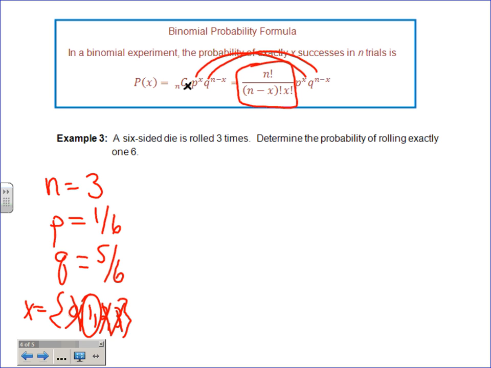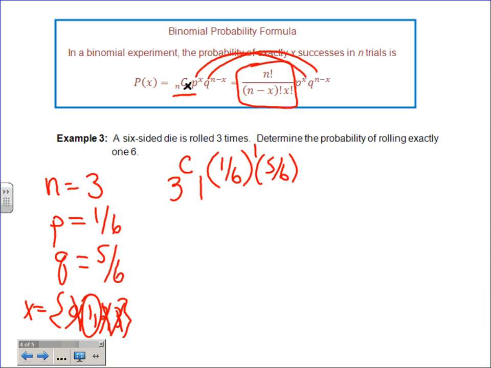So, 3 choose, what's x for me? 1. See, I'm filling it in now. Probability of success is 1/6. According to this, I should take it to the x power. I want x to be 1. That's how many I want. 1. And 5/6. Again, when I show you how you used to do this in Algebra 2, it'll make more sense.